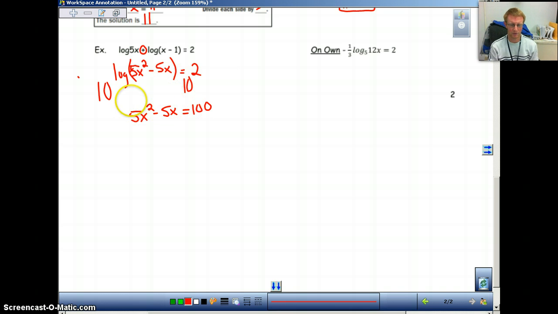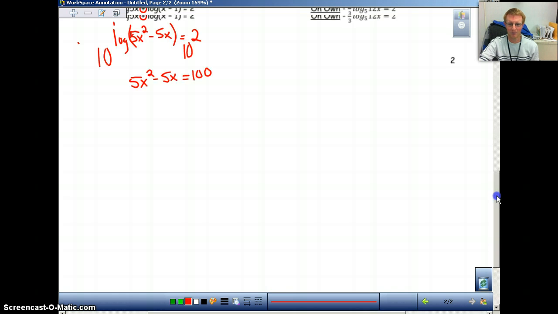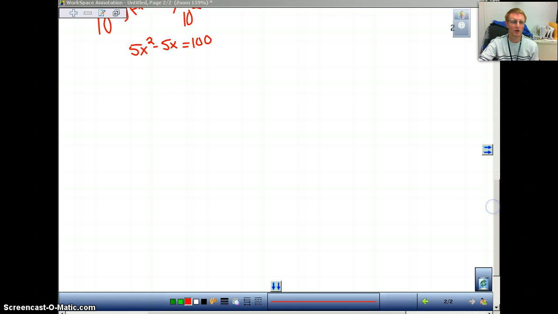Yes, we have quadratics. Does that suck? I'm sure you guys think it does. But unfortunately, math doesn't just go away each chapter. We still need to be able to solve quadratics. So this is 5x squared minus 5x. How do we solve? We get it all equal to 0. So this will be 5x squared minus 5x minus 100 equals 0.